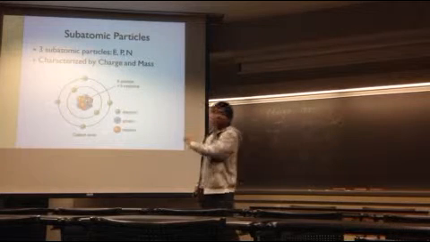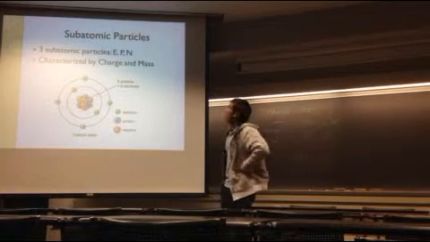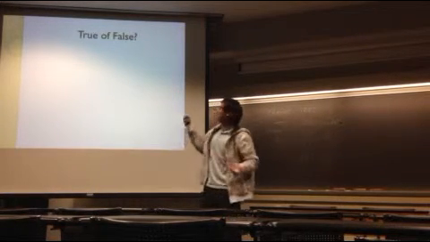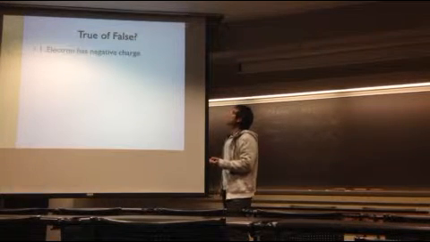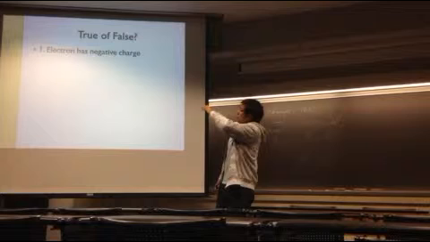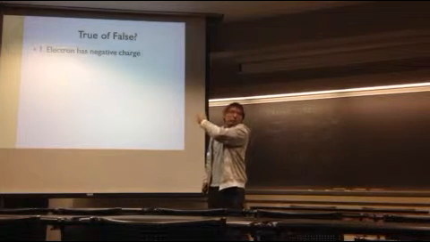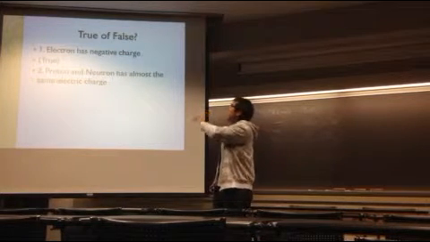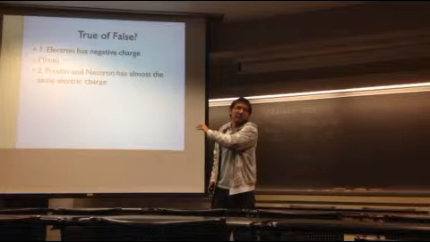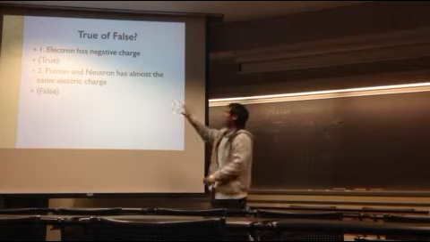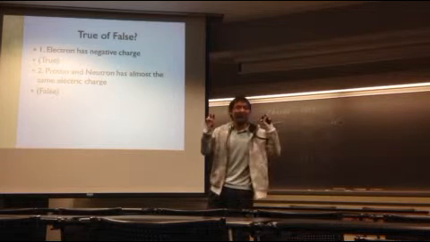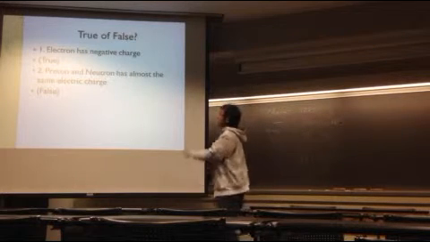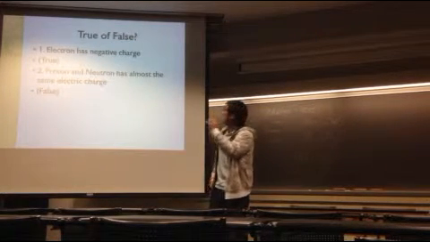And now, since we know the structure of this atom, before we talk about the next one, can we just do some very brief true and false questions? First one, just to make sure, is this statement true or false? Electron has a negative charge. Is it true or false? Of course, right? And second, proton and neutron has almost the same electric charge. It's false, right? It's a little bit tricky because proton and neutron has almost exactly the same mass. And neutron, of course, has no electric charge. All right? And the proton and the electron has exactly the same electric charge.